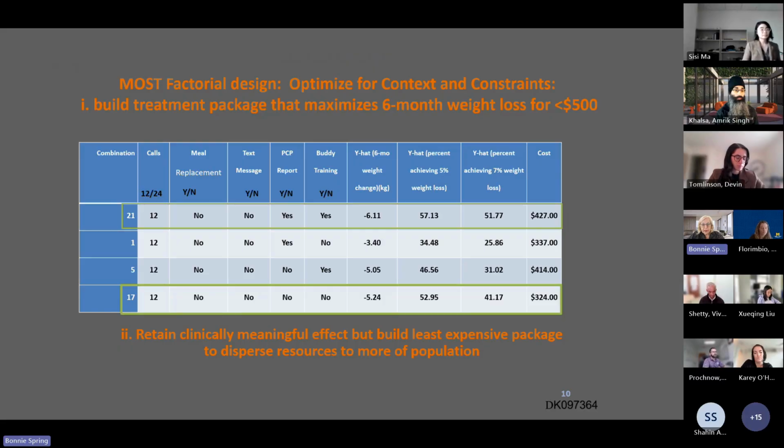Number 17 has the green thing around it. And that one has basically everything turned off except for the 12 sessions. It doesn't yield quite as good a weight loss. It's about 1 kilo less. But still, more than half achieve a 5% weight loss, which is also clinically meaningful. And that one saves about $100. So that gives us the ability to have some play in the intervention that we're using.